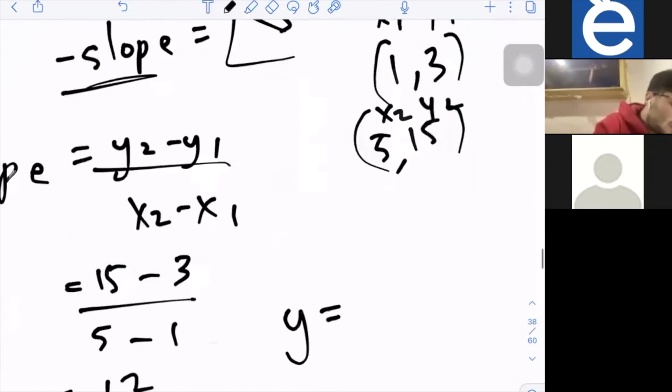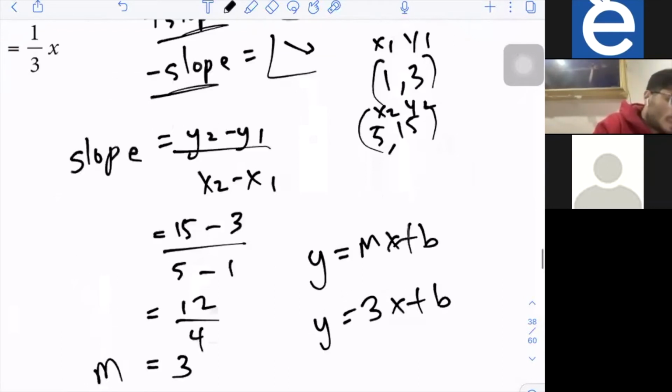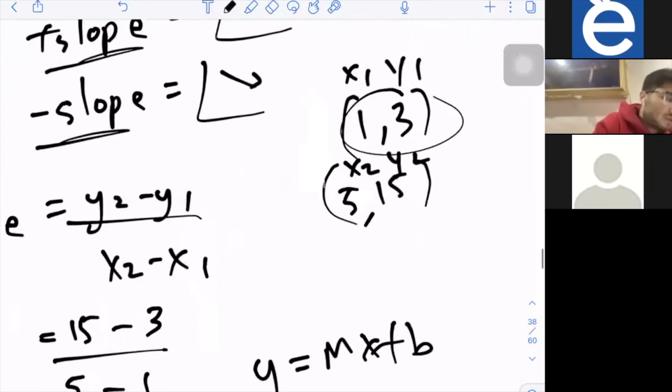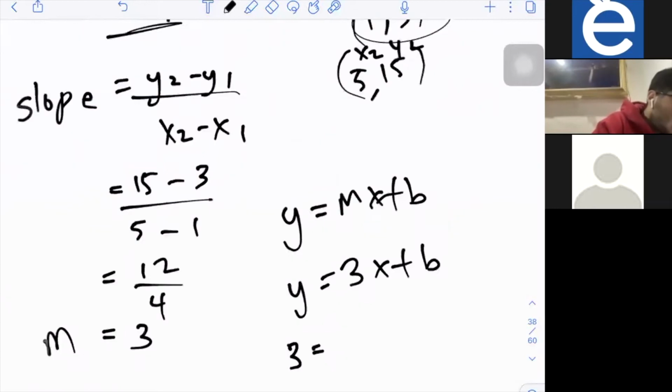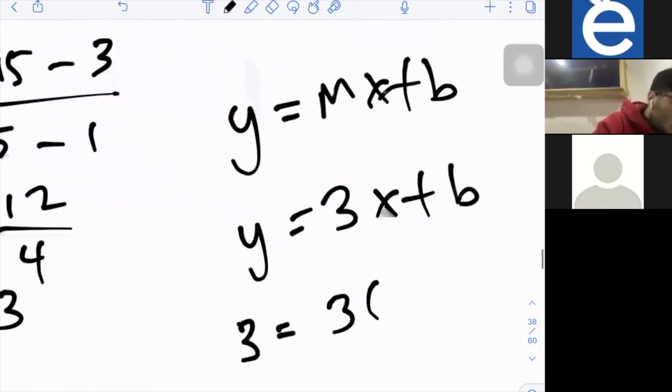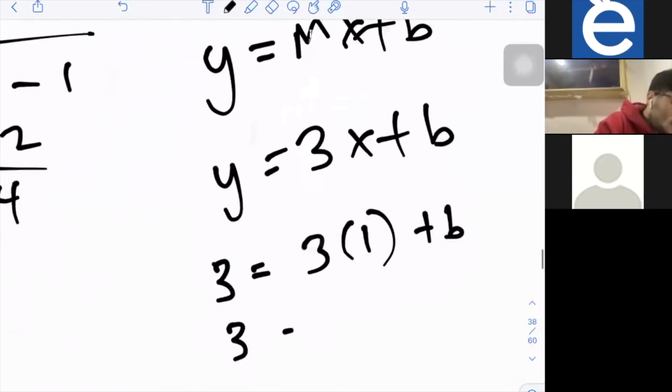Okay, so we know it's y is equal to mx plus b as stated above. Now we know it's 3x plus b. Okay, so now let's pick a random point. Let's say we choose 1, 3. It's the simplest. So we plug in the 1 and 3 for x and y respectively. We know 3 is the y value and 1 is the x value. Now we have to solve for b. So 3 is equal to 3 times 1, which is 3, plus b.